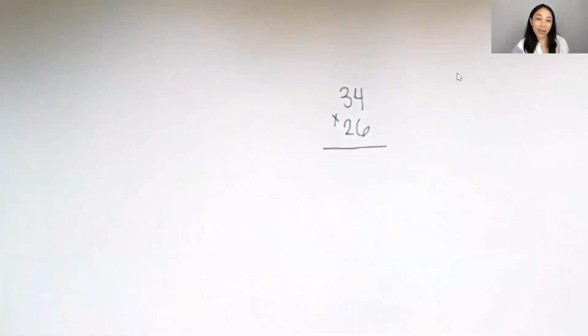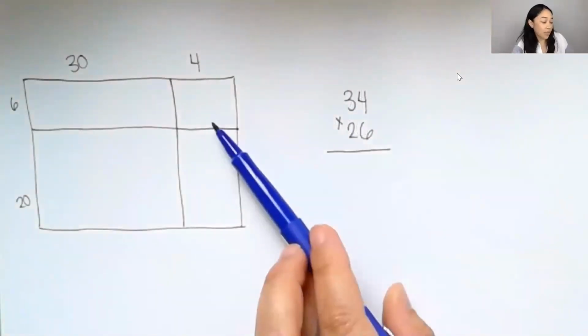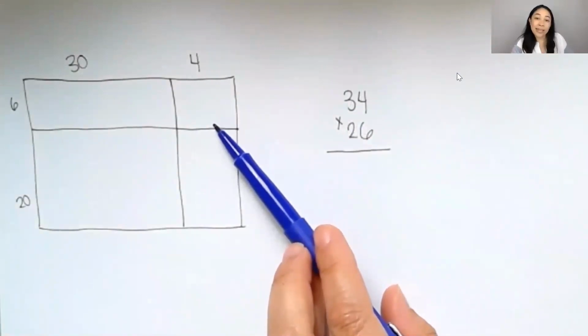Pause the video here to draw an area model that represents 26 times 34. We'll compare our area models afterwards. How do we find the area of the smallest rectangle? We multiply 6 ones times 4 ones.